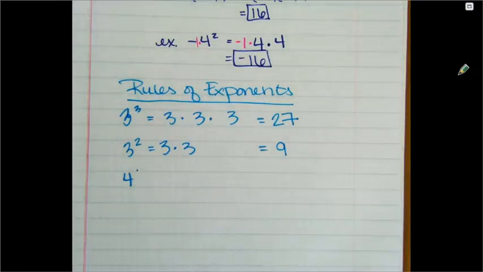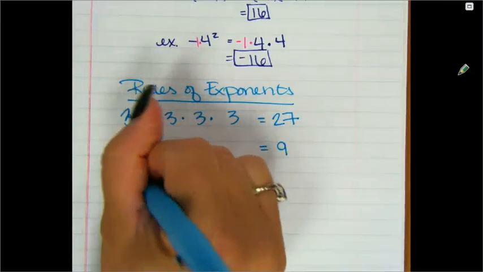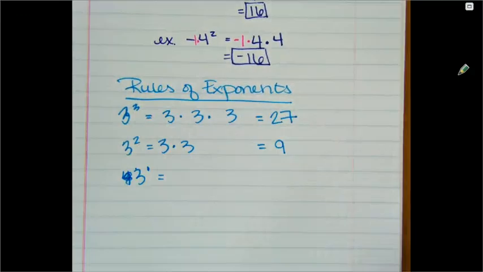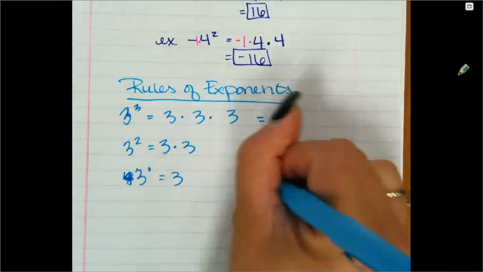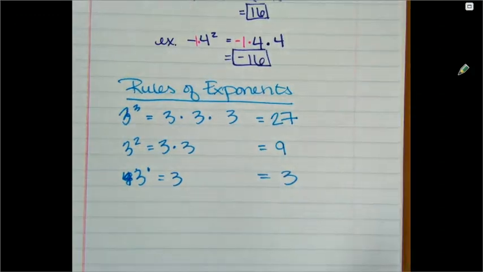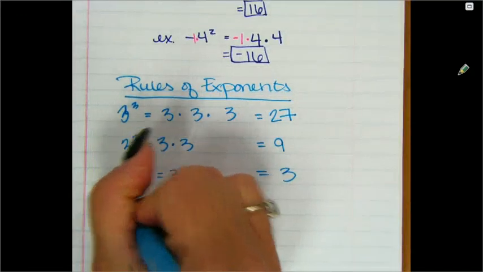I was on 3s. Sorry. I don't know. Let's go 3. I don't have white out. 3 to the first power. Which is what? 1 times 3, which is equal to 3. Good? Now let's talk about 3 to the 0 power.